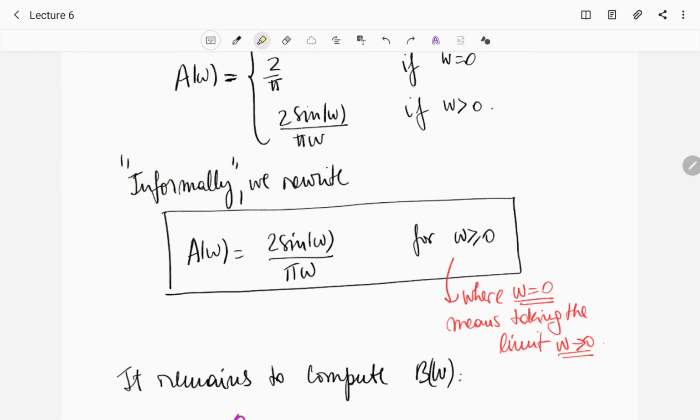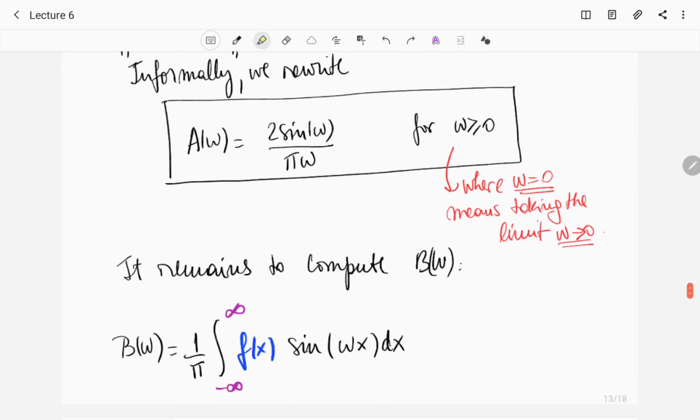Just remember, we will write this guy, a of omega equal to this function that we found, for every omega greater or equal than 0, but remember that we mean with this that when omega is exactly 0, we take the limit of omega going to 0 of this expression. Okay, it's not that we can evaluate this guy in 0, it's that this expression is well defined when we take the limit of omega going to 0. Okay, so that's for the first function a.